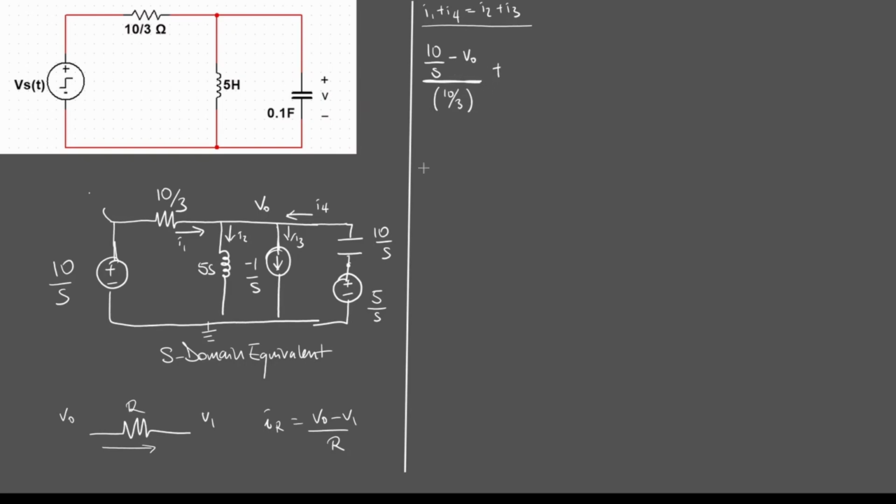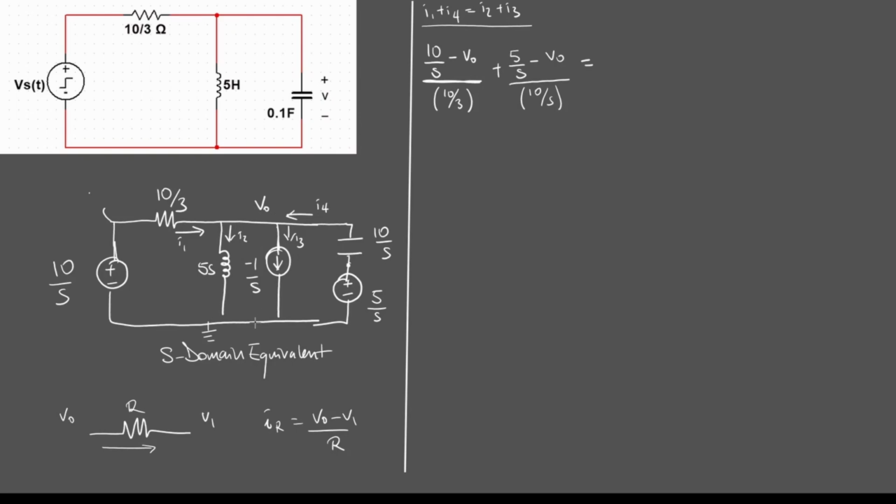Plus, we're going to do the same thing for I4. Now we're taking current this way. So this first node, as we meet it, is 5 over S. 5 over S minus V0. All of this is going to be divided by the load of this, 10 over S. This is going to equal I2 plus I3, simple and short.